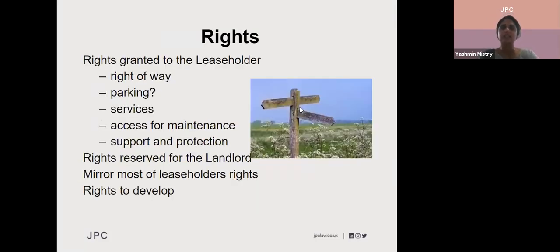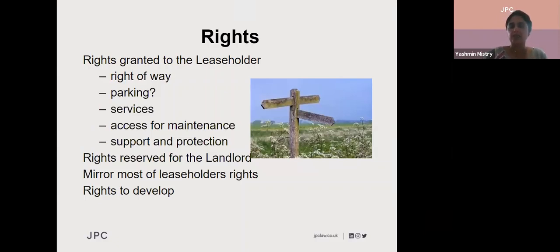Rights. Leases also contain a section, whether at the beginning or in a schedule, setting out rights for leaseholders. Rights are things such as rights of way to walk over the communal parts, rights of parking, and rights of conduits so that services can pass between flats, as well as maintenance and protection. They're contained in there.